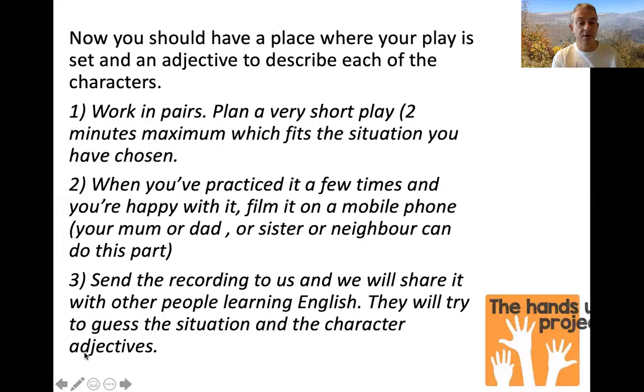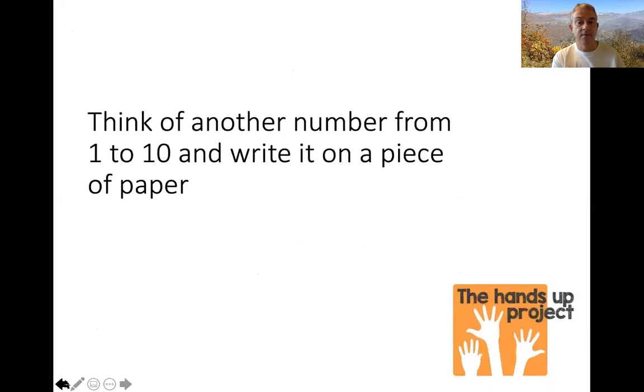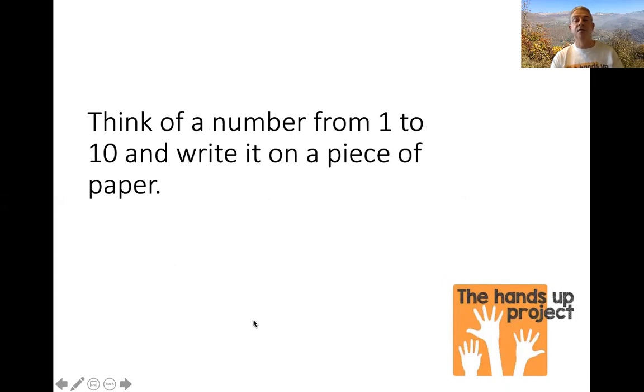Hold on, let me just go back. Okay, first of all, I'd like you to think of a number from 1 to 10 and to write that down on a piece of paper. Now, it could be 1, it could be 10, or it could be any number in between. Once you've written that down, we'll move on, but you could pause the video if you need to.